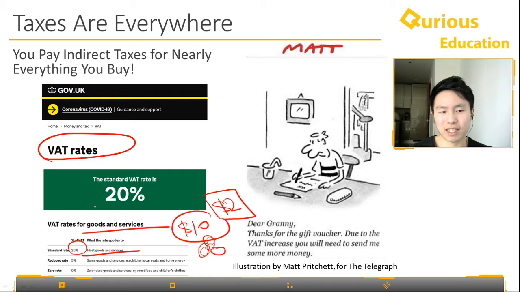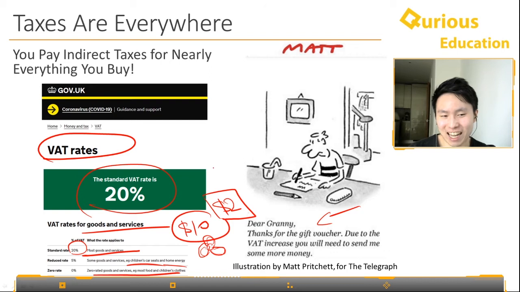But there are some exemptions. Normally it's 20% in the UK, but there are exemptions like child seats, home energy, food and children's clothes, things like that. You can see this funny comic here. Dear Granny, thanks for the gift voucher. Due to the VAT increase, you need to send me more money. Okay, that's brilliant. Okay, so next.